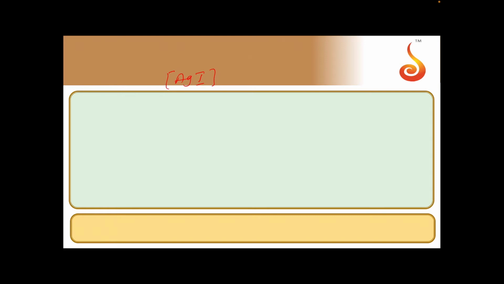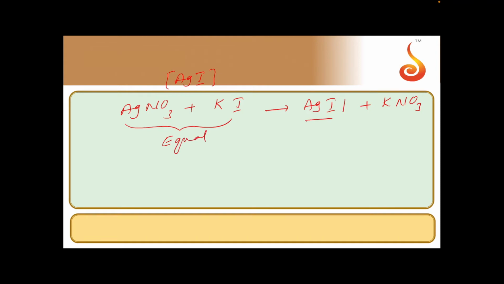On this, you should get I minus ion now. Now, regarding the preparation of silver iodide salt, we prepare it from silver nitrate and potassium iodide. This gives AgI, and of course, KNO3. So, when these two are in equal proportions, then only a precipitate is going to form.